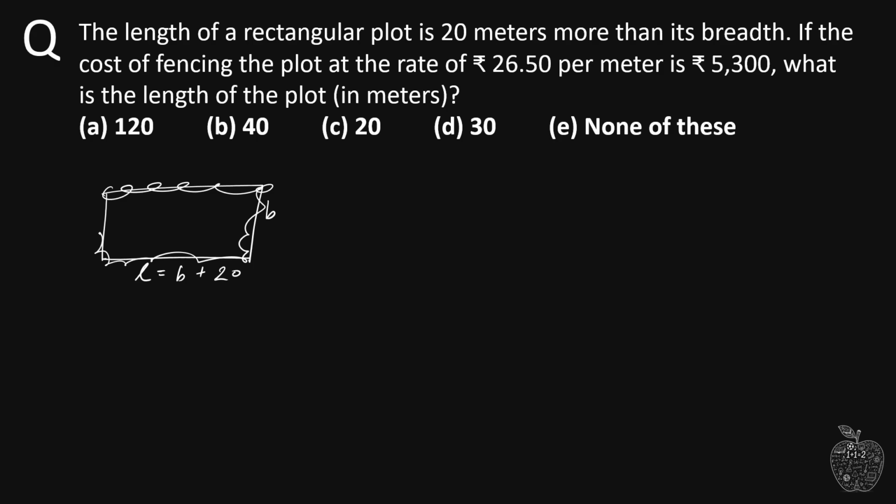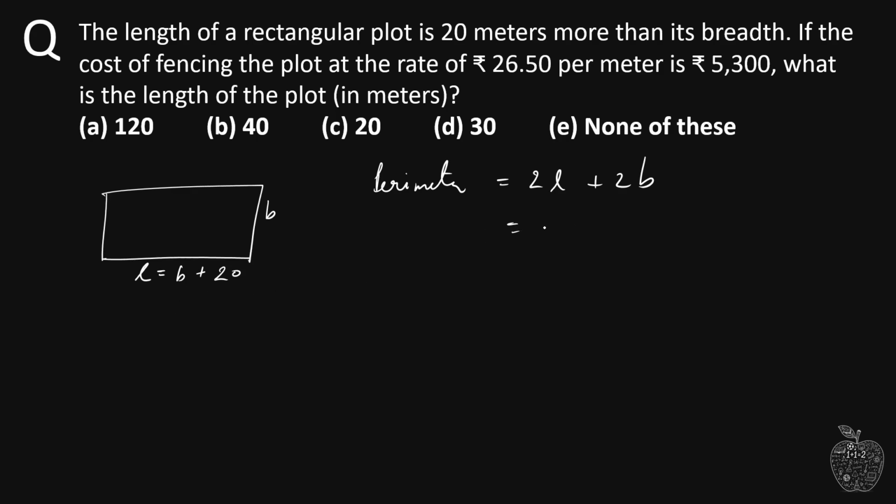This is the fencing that is to be done. So how will we know how much fencing is to be done? In order to calculate that, we calculate the perimeter of the plot here. Now what is perimeter? Perimeter is the sum of the lengths of all the sides of the quadrilateral. So perimeter here will be 2b plus 2l, since there are two breadths and two lengths.